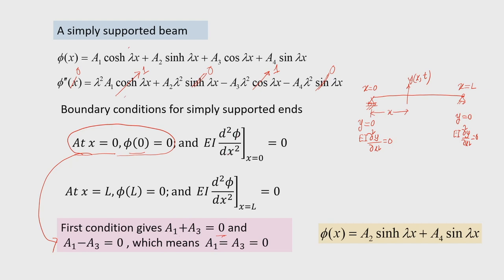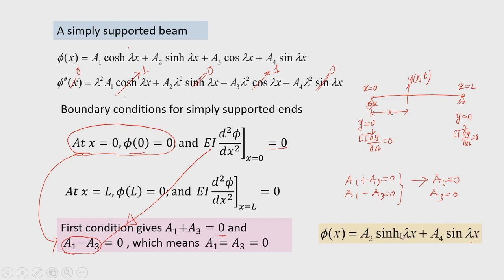So the second boundary condition, that is the bending moment at x is equal to 0, EI d square phi by dx square equated to 0, yields a1 minus a3 equal to 0. So you are getting a1 plus a3 equal to 0 and a1 minus a3 equal to 0. Obviously these two equations ultimately give you a1 equal to 0, a3 equal to 0. Therefore the mode shape function, after dropping a1 and a3, we can write simply phi x is equal to a2 sinh lambda x plus a4 sin lambda x, where lambda is the frequency parameter.